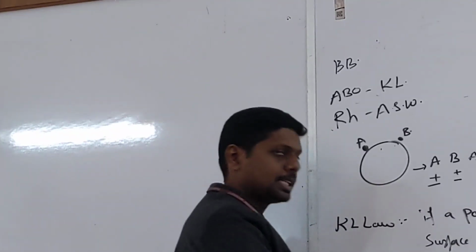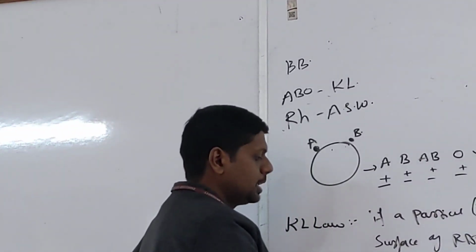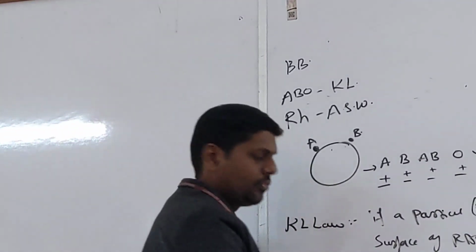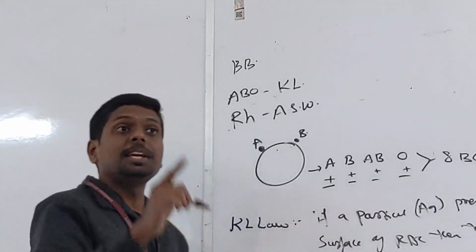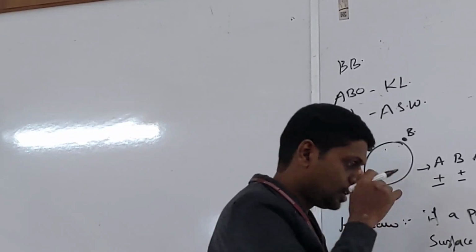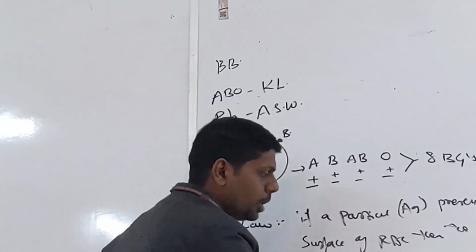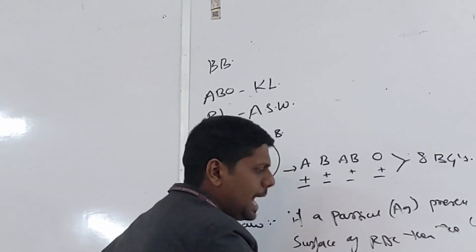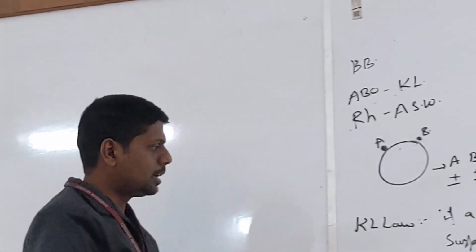B antibodies are present, opposite. If it is a B group blood, then what antibodies are present? A. If it is AB group, then nothing. None of the antibody presence in AB group. Okay. Then if it is a O group, then both A and B antibodies are present. Clear? So this is the rule.